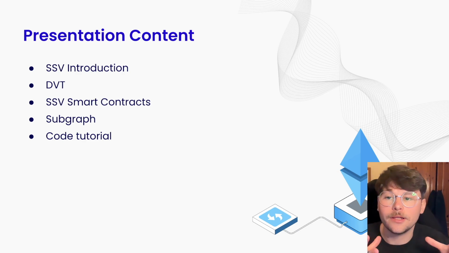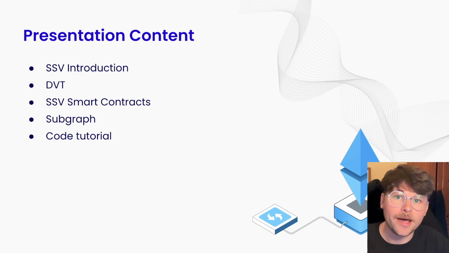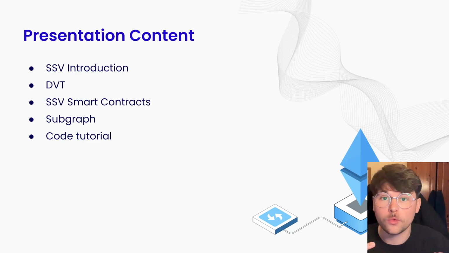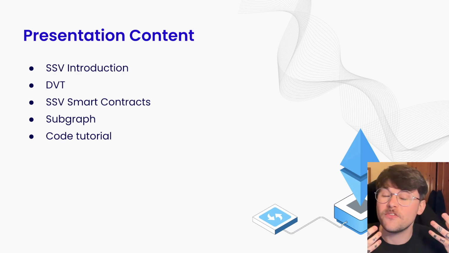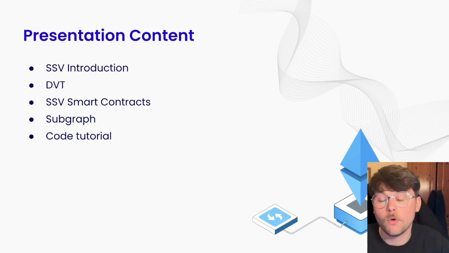I want to talk a little bit about DVT, which is the core technology of what SSV is built on. I'll look into the SSV smart contracts because that is what manages all of our on-chain data. Subgraph, which is the indexer we've chosen. So essentially, this stores all of the information that we need and makes it usable to build applications and such. And then a code tutorial, just a very brief introduction on how to actually work with this code.